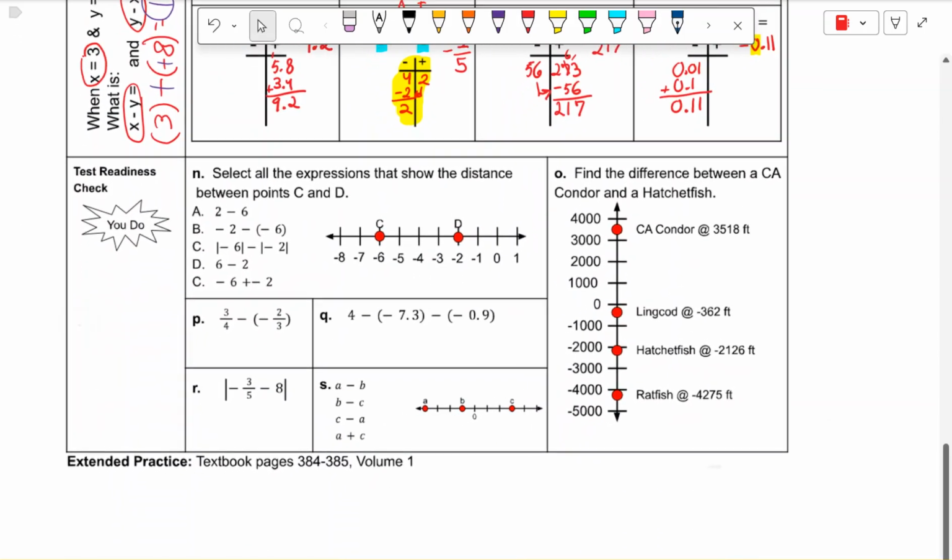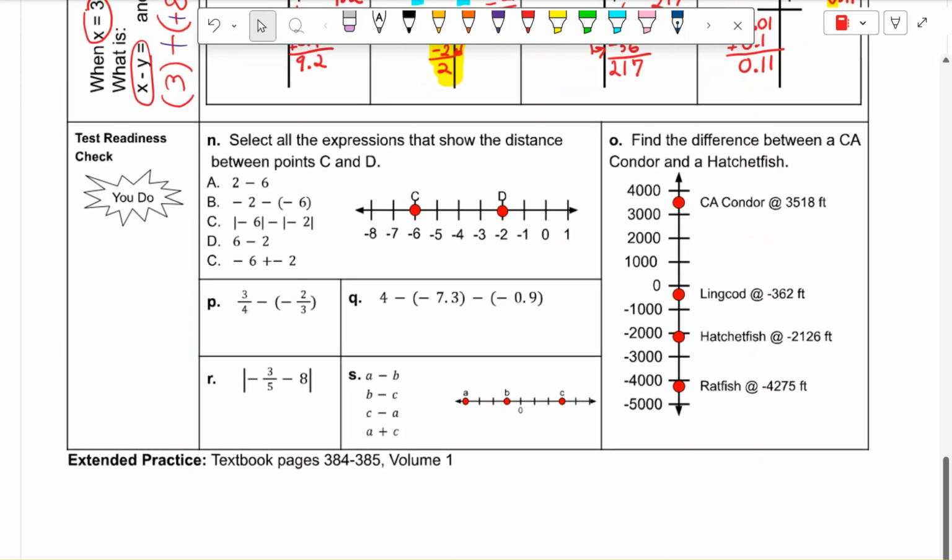Hint, hint. And also down here, this is your test readiness check, right? And so what's happened here is we've developed some problems that are very similar to what's going to be on the test. And so we're going to have you pause the video and try these out. Now you can go back and look at notes from your past lessons, which is just fine, or just try them on your own. Pause now.